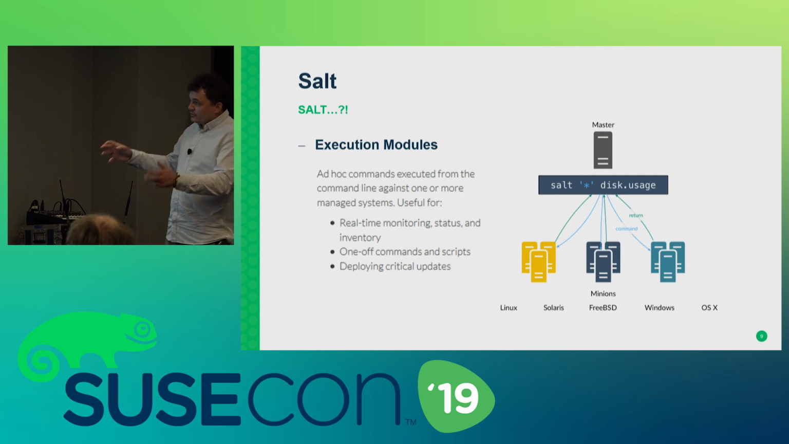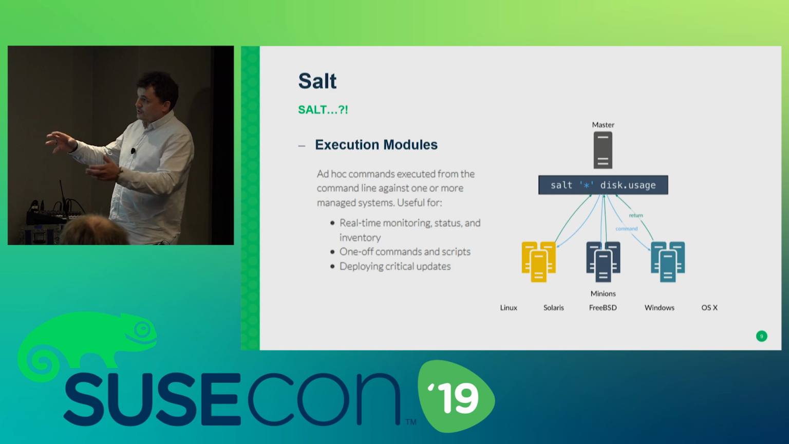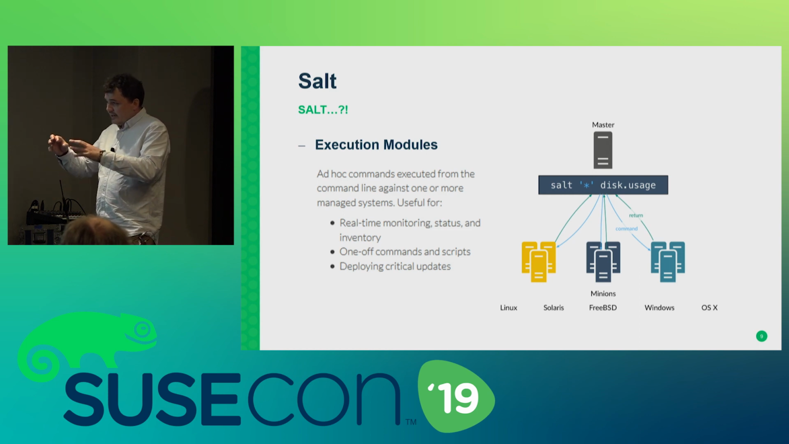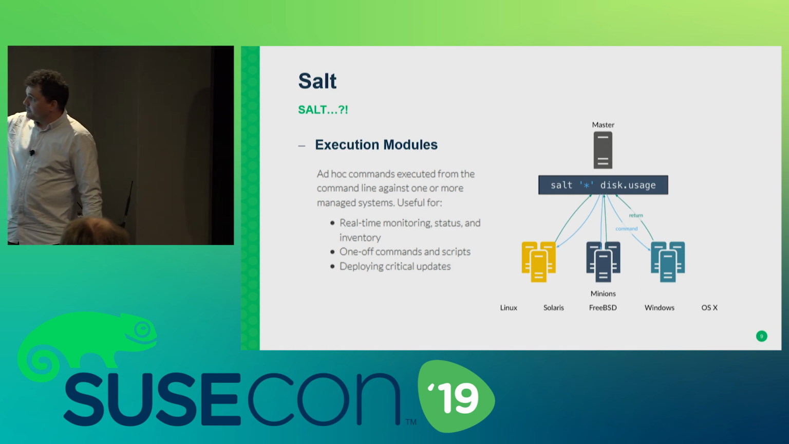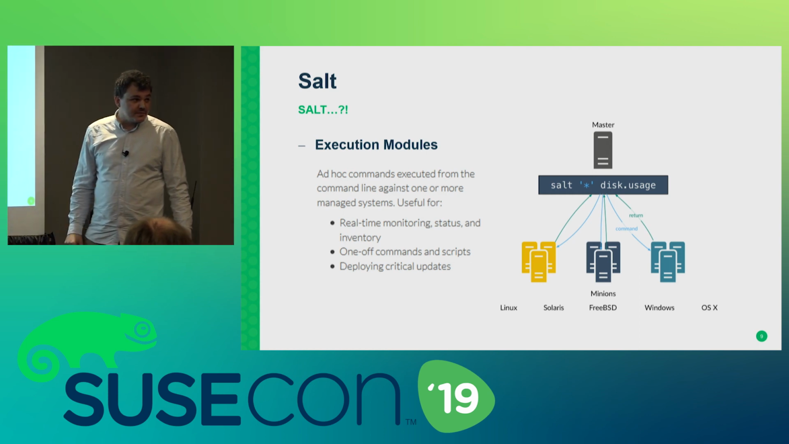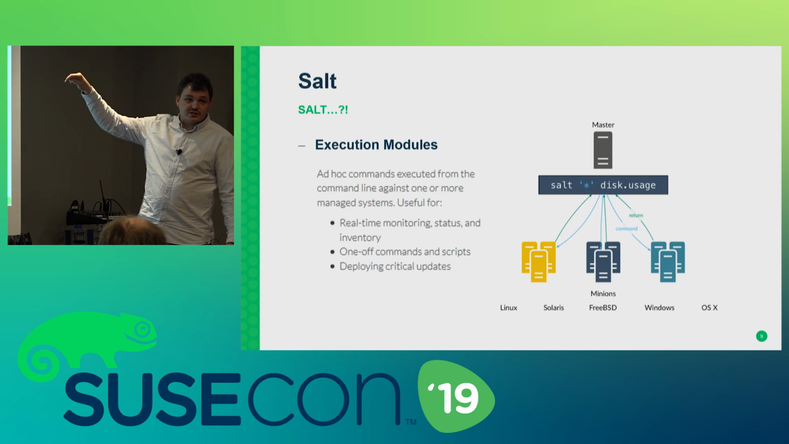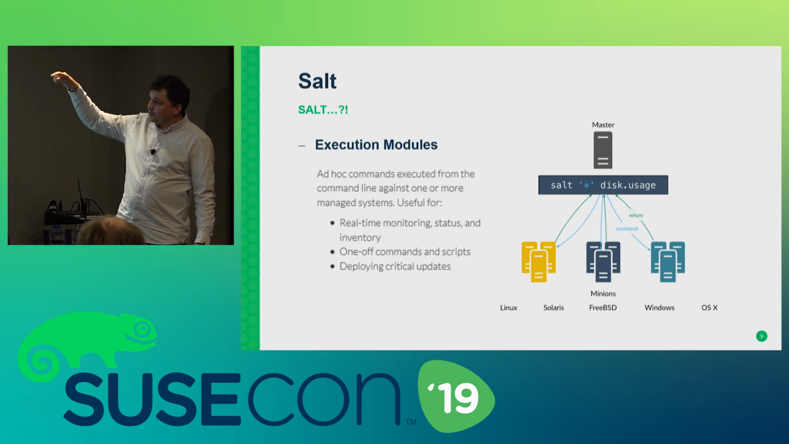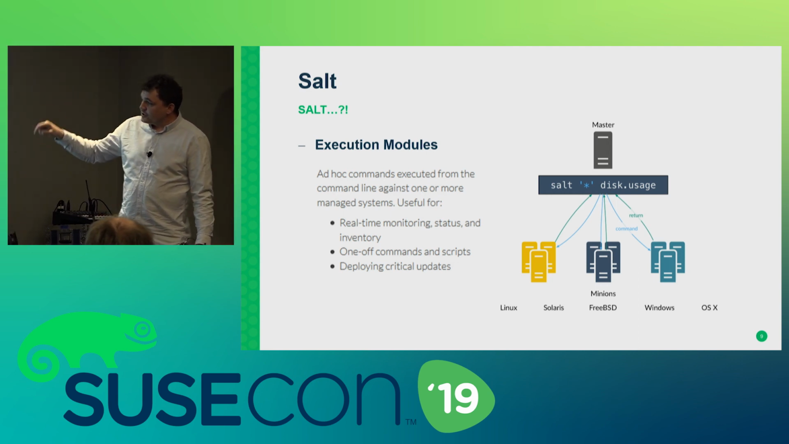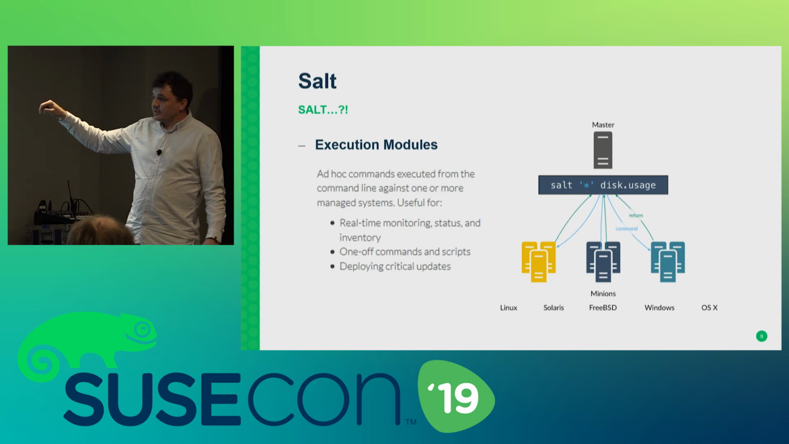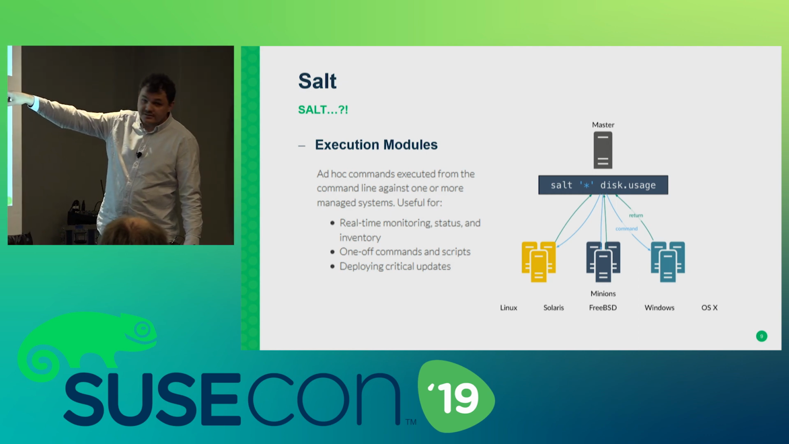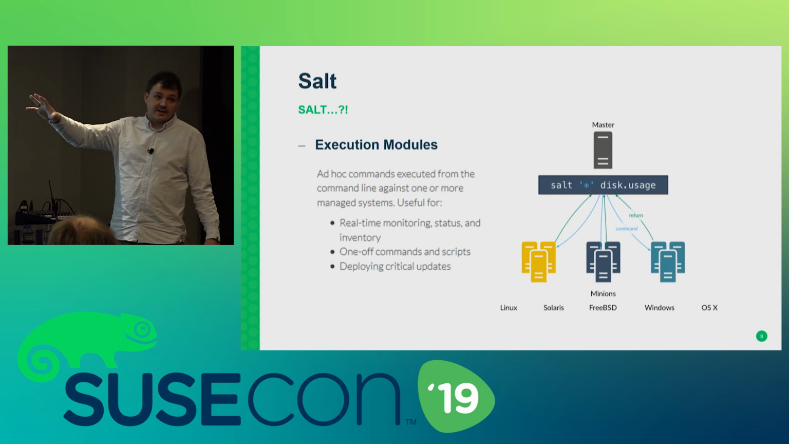To enable Salt to do that, they use something called execution modules. Basically, what you see here is the module disk, and you have a function in that module called usage. What that module does is give you the disk usage of the underlying minions that you have selected. And before that you have the star, which means all the servers are selected.